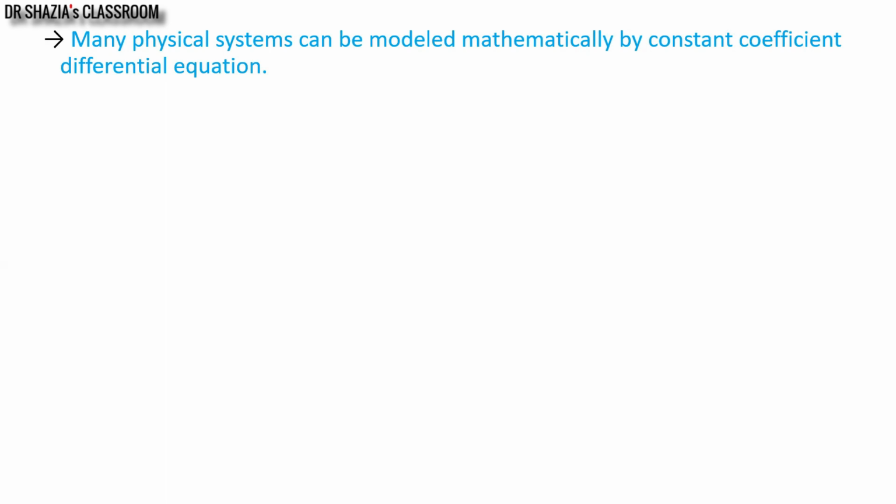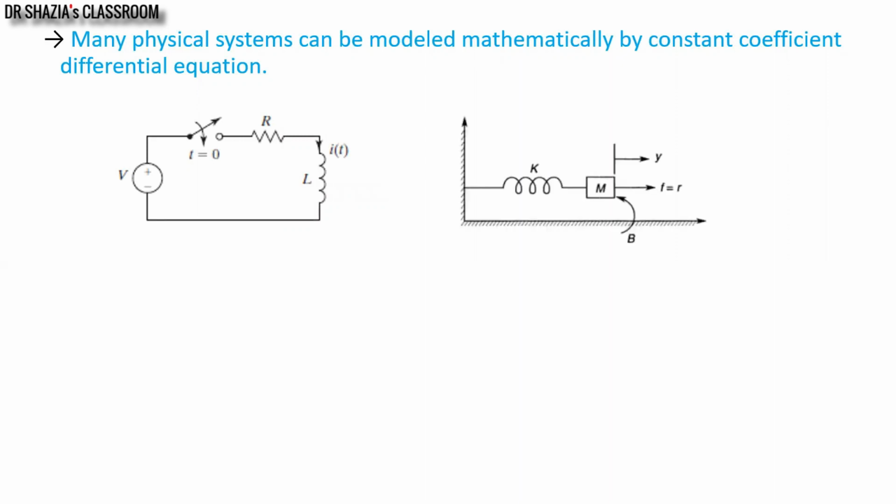Many physical systems can be modeled mathematically by constant coefficient differential equations. A few examples are an RC circuit, an RLC circuit, or a spring mass system. Many physical systems we have seen can be modeled as a differential equation. If the coefficients are constant, then we call them constant coefficient differential equations. Let us take the example of an RL circuit as shown in the figure.